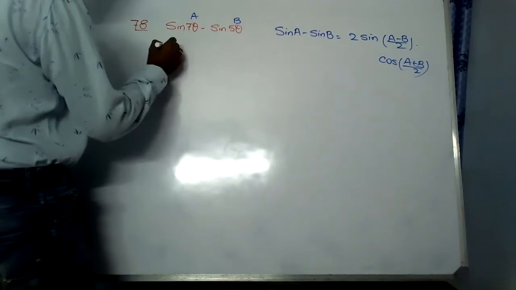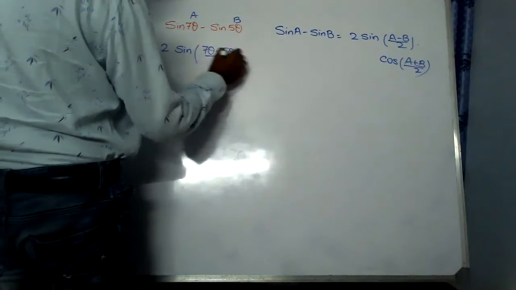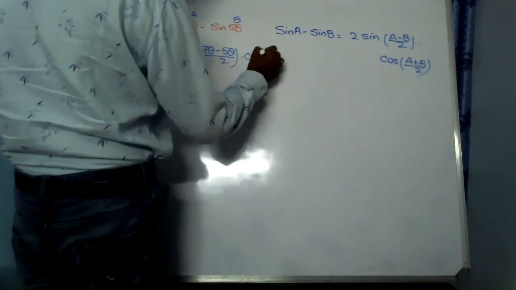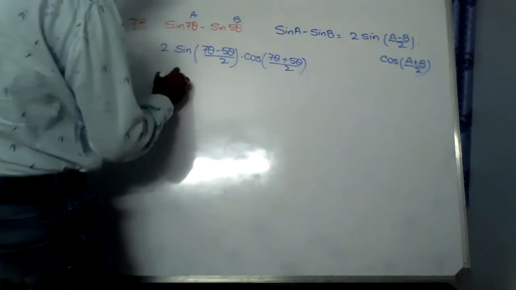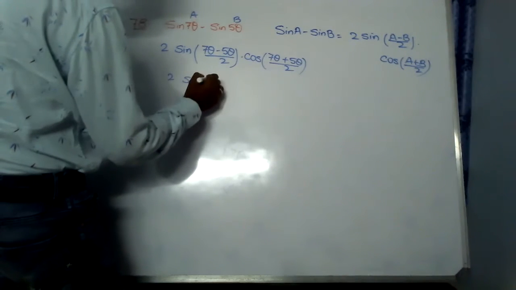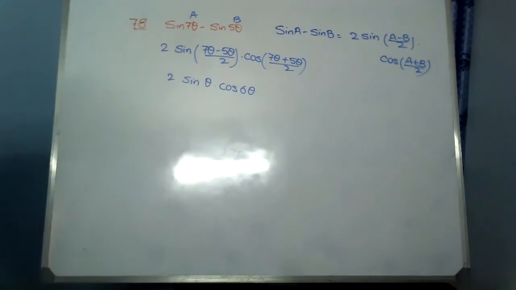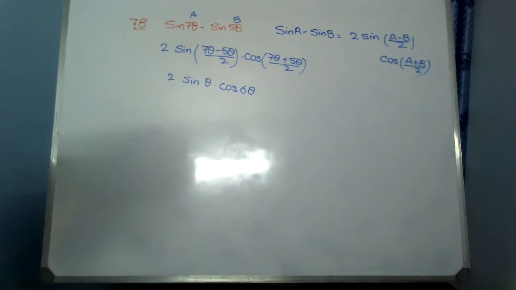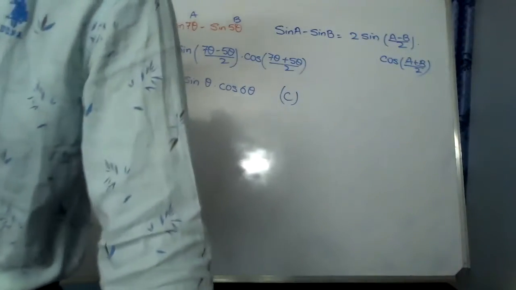If I apply that formula here, this is my A, this is my B. So I'll write 2 sine (7 theta minus 5 theta) divided by 2 into cos (7 theta plus 5 theta) by 2. What will it give me? 2 sine 2 theta by 2, that is theta itself, into cos 12 theta by 2, which is 6 theta. So I'm going to get 2 sine theta cos 6 theta. That is your option number C, so C will be the right answer for this.